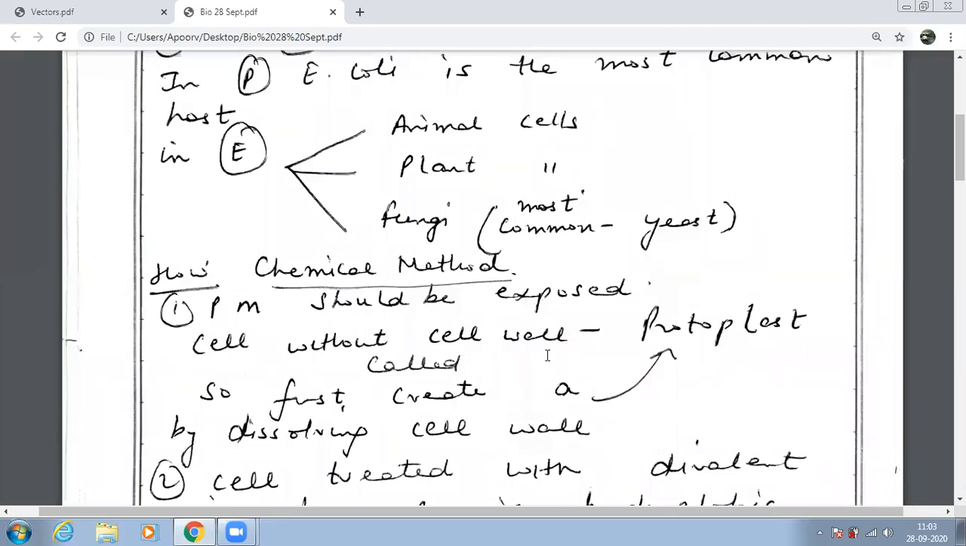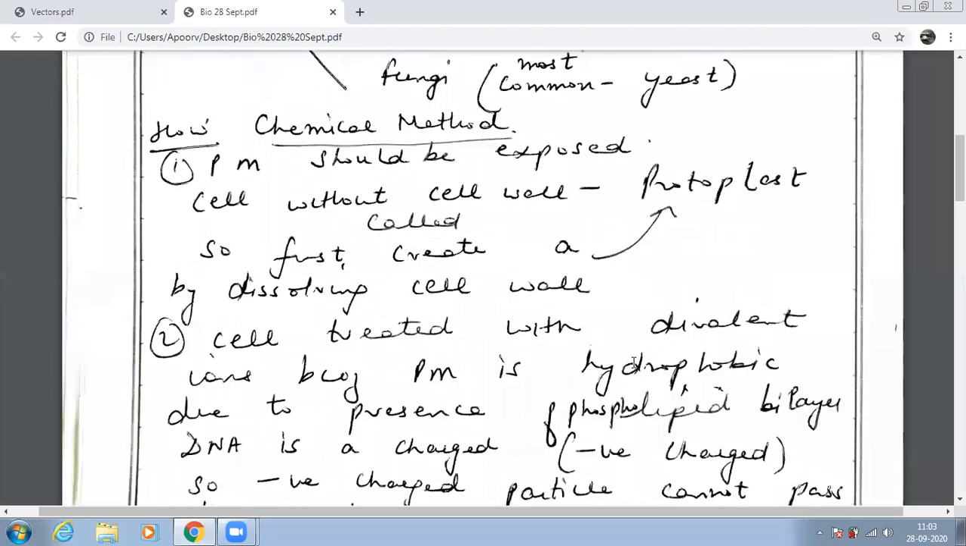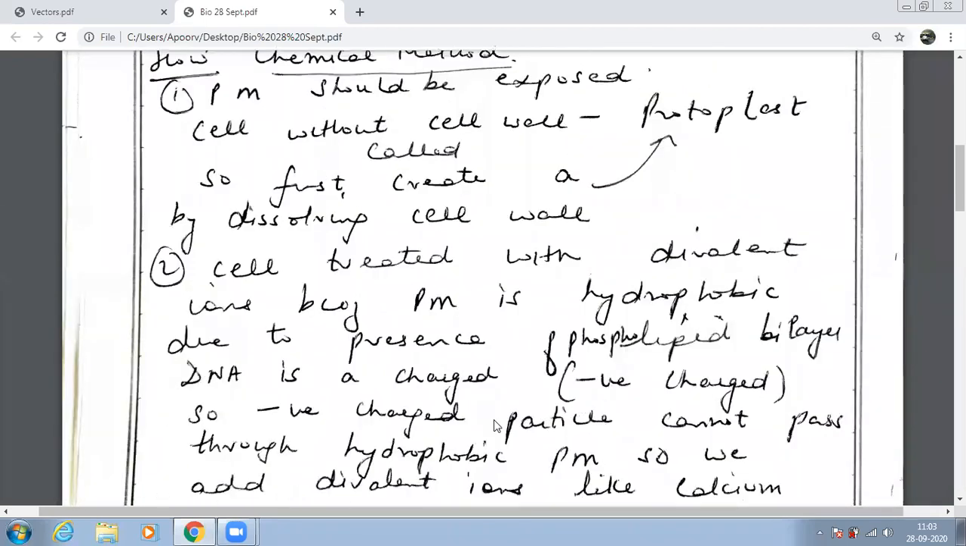I am not going to repeat the names of the enzymes. I have already done it. After the cell wall is removed, your cell is called a protoplast. Now let's move on to the second step. Now when I say cell, I mean the cell without the cell wall, the protoplast. Now your cell is treated with divalent ions.